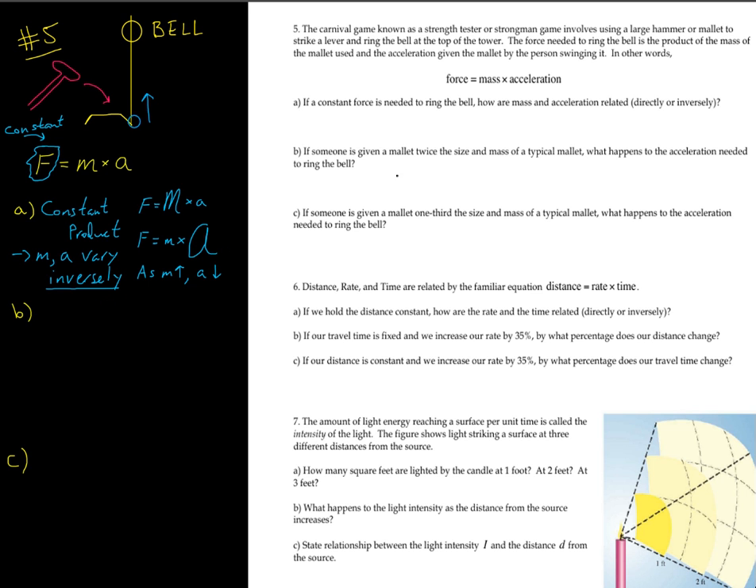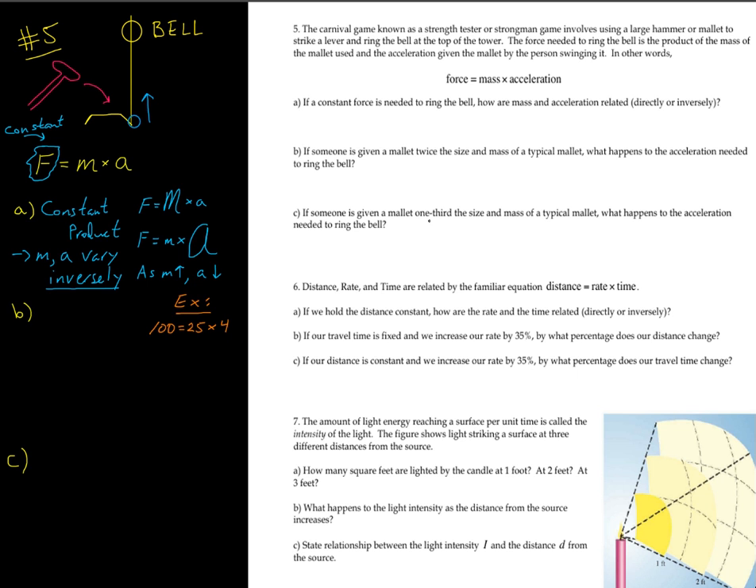All right, great. Now on to part B. It says, if someone is given a mallet twice the size and mass of a typical mallet, what happens to the acceleration needed to ring the bell? Okay, so let's first start here with just a little numerical example to get a better feel of this. Let's say, again, there's 100 pounds of force required to ding the bell. And let's say the mass is 25. That would then force the acceleration to be 4.